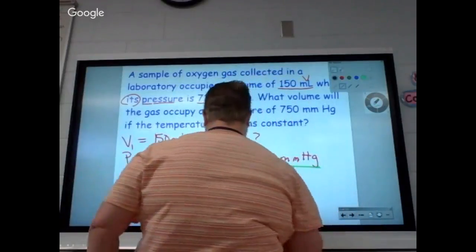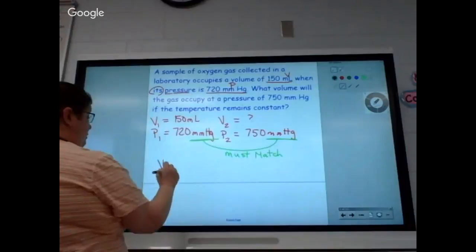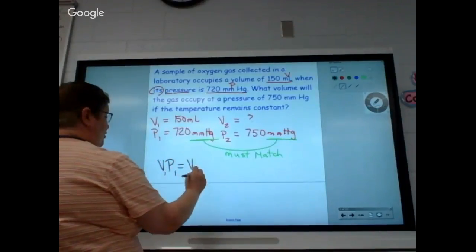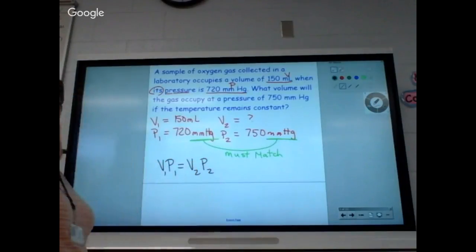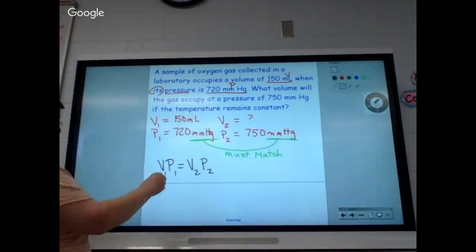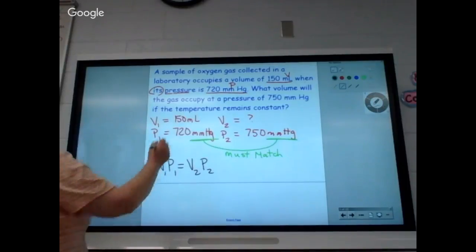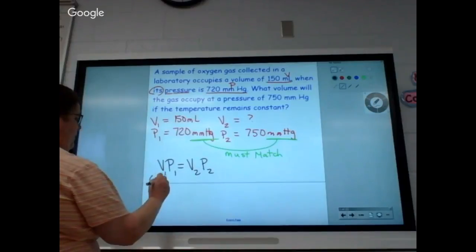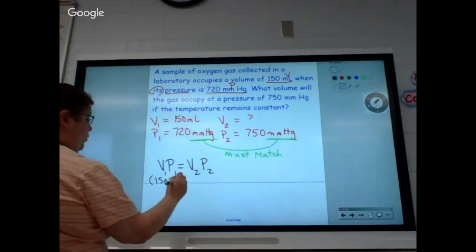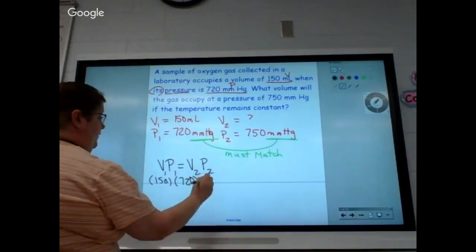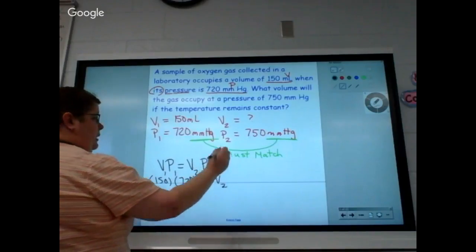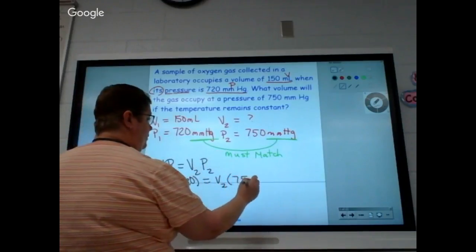Okay? The formula is V1 P1 equals V2 P2. And I have no idea what I wrote on that last board. I might have written P1 V1 equals P2 V2. I have no idea. It doesn't matter. I switch those variables back and forth constantly, and I apologize because I can never remember what order I wrote it the last time. Okay? So V1 is 150. P1 is 720. V2, I don't know. And P2 is 750.